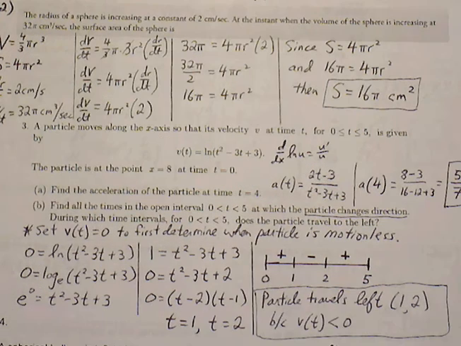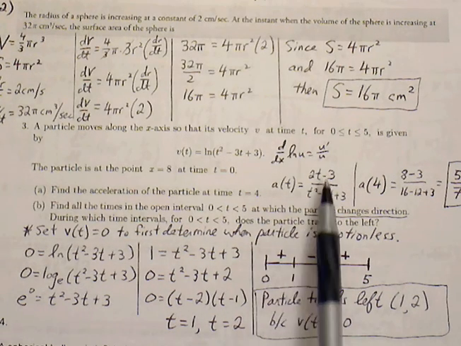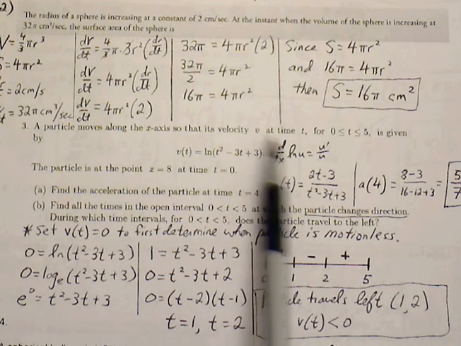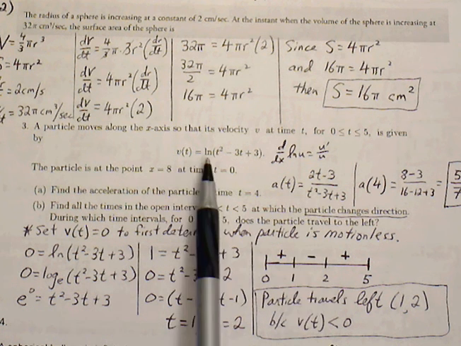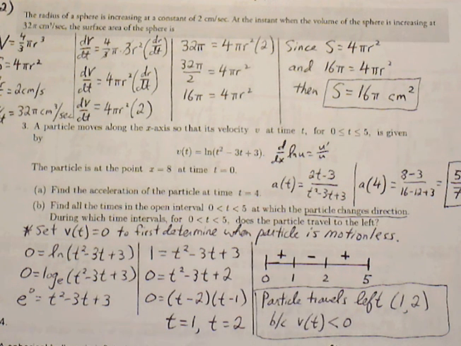Or 1 over u times u prime. So the derivative for t squared minus 3t plus 3 is simply 2t minus 3. Okay. And then over the original u value.